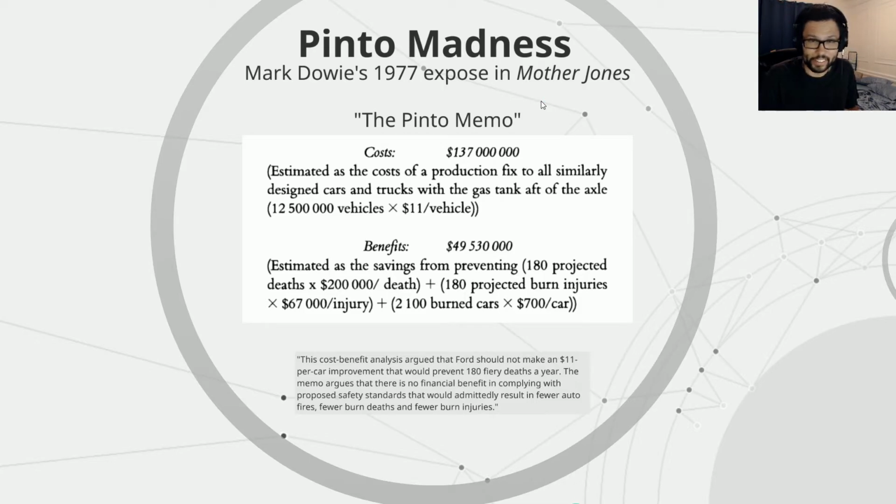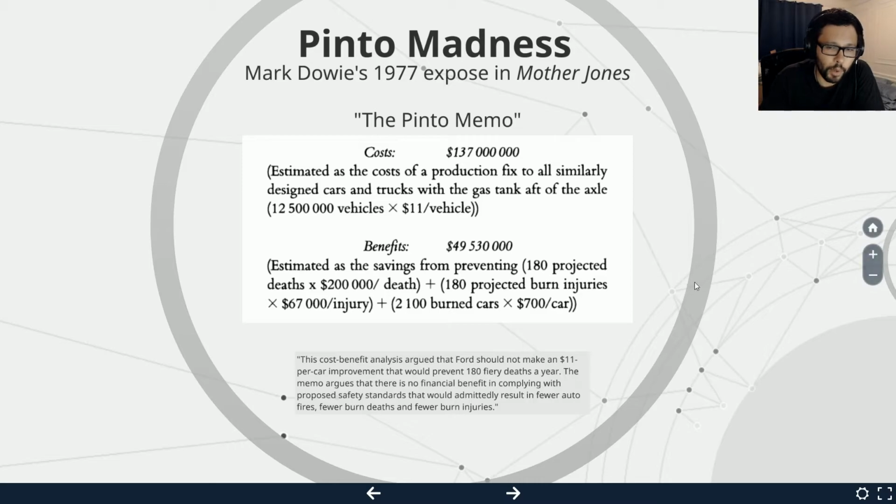On the other hand, Ford says, if we don't fix the cars, and instead we think about how many people are actually going to die from car accidents like this, and how many people are going to be injured, and then how much will it cost to settle in court for damages as a result of these deaths. Well, Ford estimates that about 180 people would die from these injuries, from this failure, and at about $200,000 per death. And then also about 180 injuries at about $67,000 per injury.